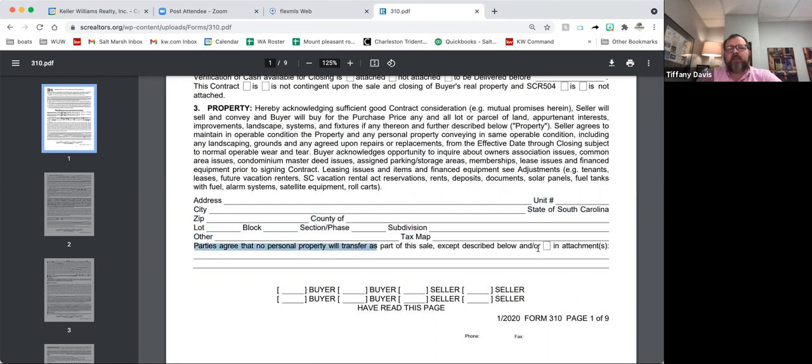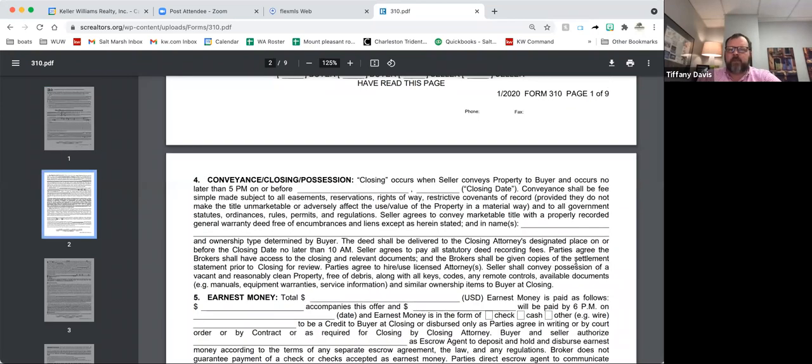And then the last part is personal property will convey unless described below, and you can either describe it in these two lines or check off an attachment. The attachment could either be a bill of sale with zero amount, or just a document that lists out the items that will be conveying with the property. You would just want to make sure you get those signed and initialed by both parties.